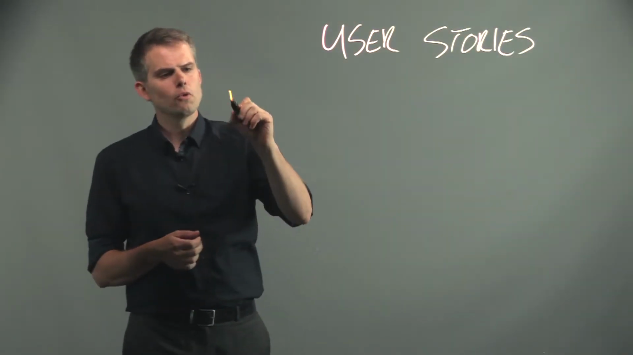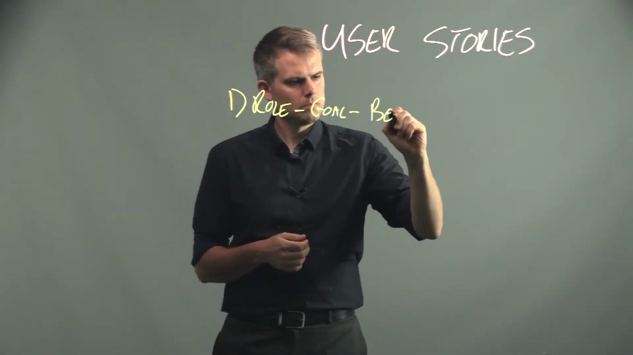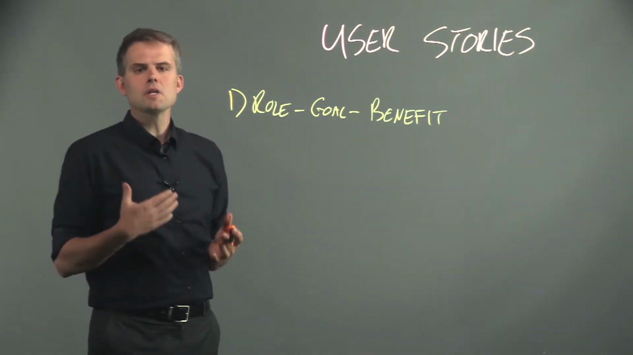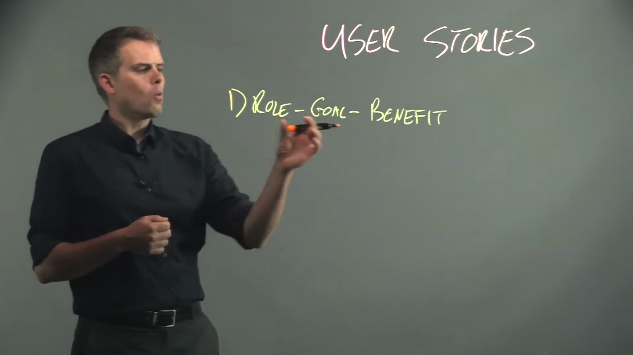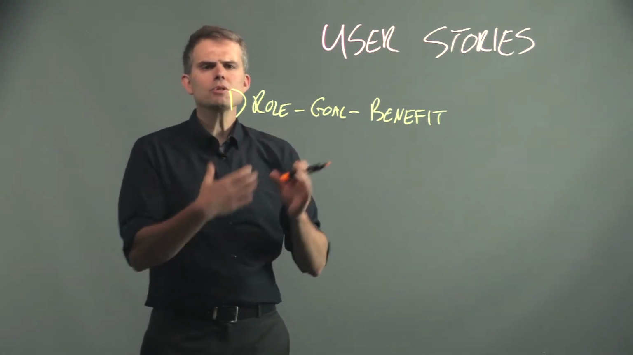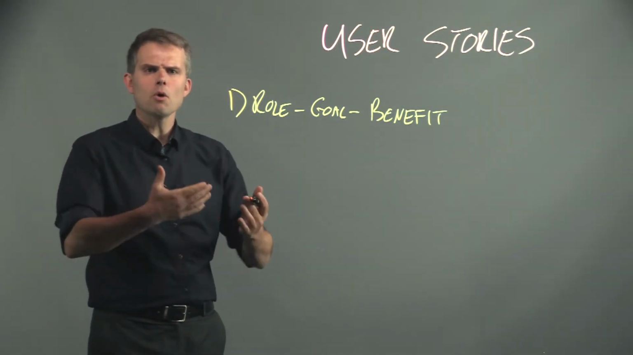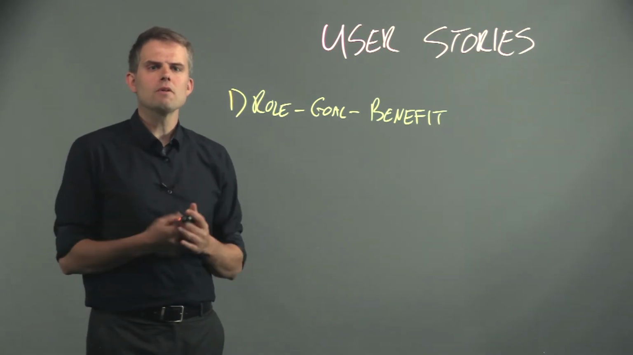So the first is called the role goal benefit. So role goal benefit forces the customer to really think about who is going to benefit from a feature, what they're trying to achieve, and why they want to achieve that. And by capturing this in a concrete way, it gives everyone an opportunity to really think about whether or not a feature is really worthwhile and adds real concrete value to a product.